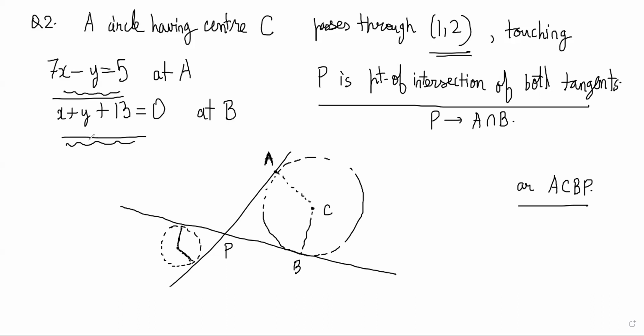And they have said that the circle passes through 1 comma 2. Find this point. That point will be 8x plus 8 equal to 0, so x is minus 1, and y is minus 13 plus 1, minus 12. So the point P is minus 1 comma minus 12.